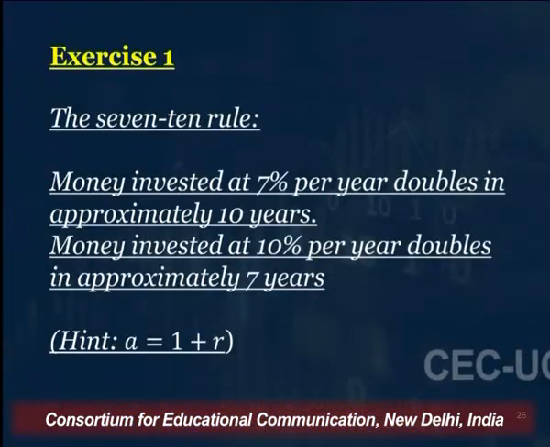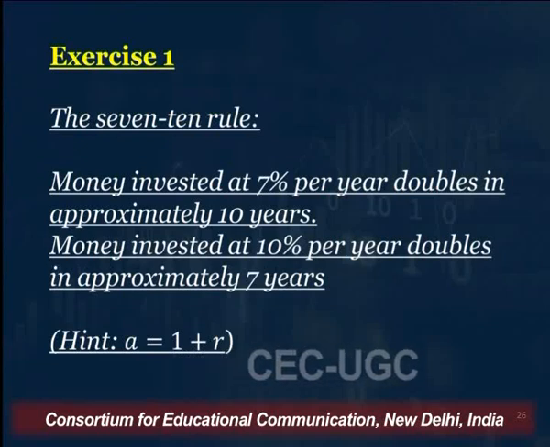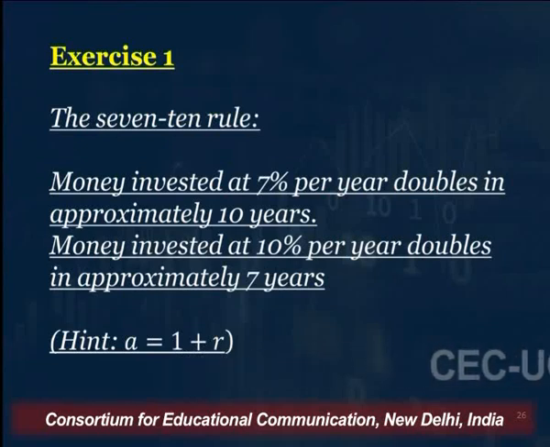Now we can also turn things around. Excuse me. So let me back up, because this is a very interesting rule that we have in finance. This is one of the various rules of thumb that we have in finance. So this is something you can do as an exercise. This is called the 7-10 rule. This says that money invested at 7% per year doubles in approximately 10 years, whereas money invested at 10% per year doubles in approximately 7 years. This is a rough rule of thumb which you can use for when you're investing your money.